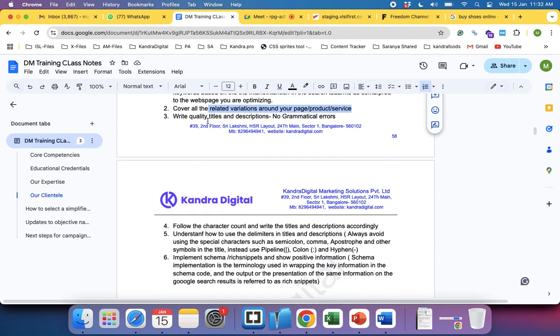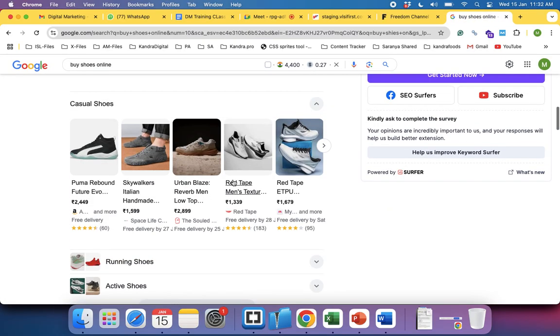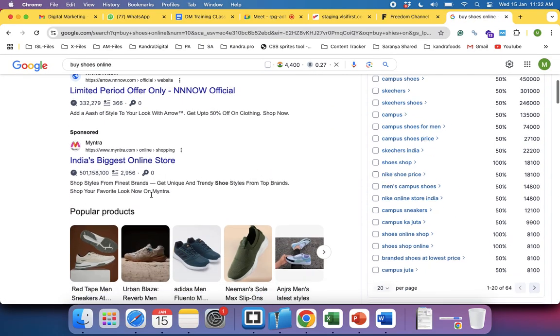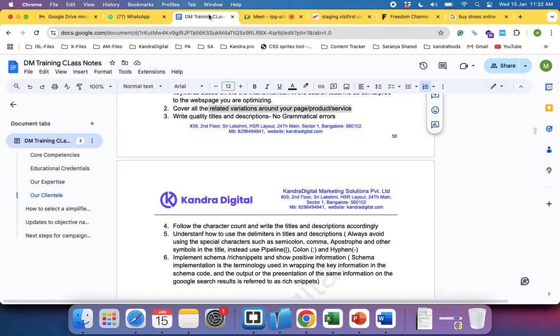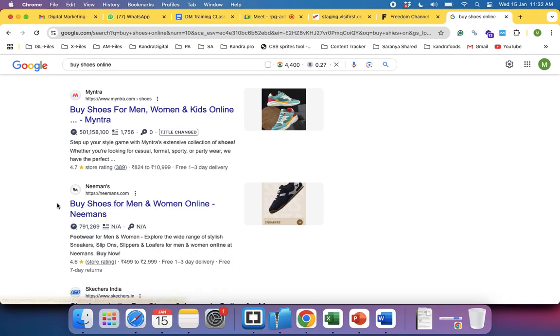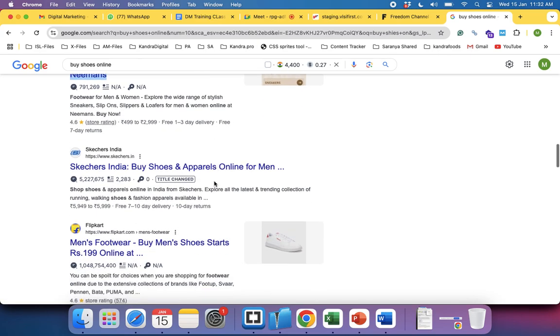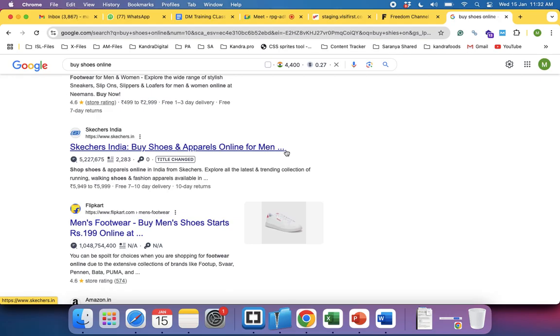Okay, and then coming back, write quality titles and descriptions, no grammatical errors. See, people don't prefer to click if you are writing spelling mistakes and committing mistakes, right? It has to be of good quality. Follow the character count and write the titles and descriptions accordingly. So now Google suggests you write it in less than 70 characters. You cannot write a story, a lengthy sentence. If you write it also, it gets truncated like this.